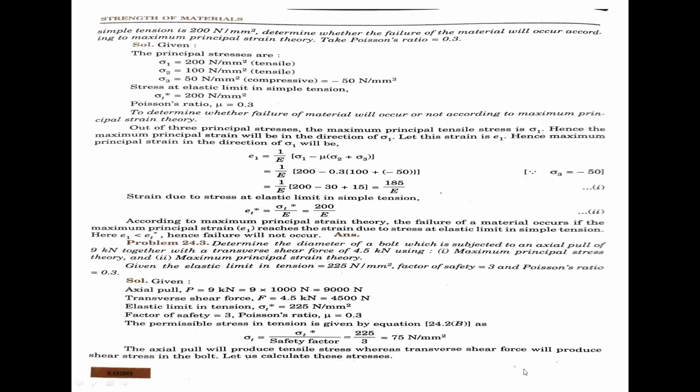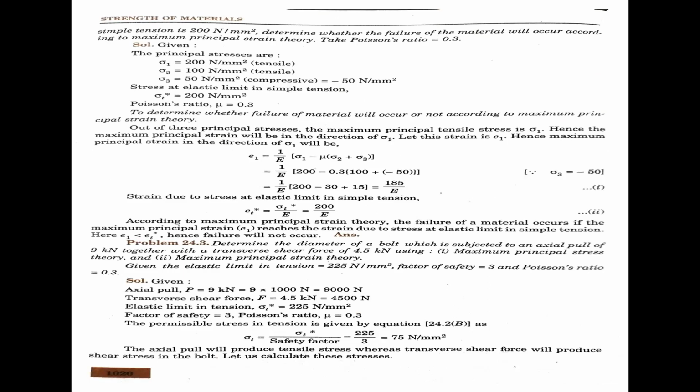Okay, the second problem, 24.2. For example, the principal stresses at a point in an elastic material are 200 Newton per mm square tensile, 100 Newton per mm square tensile, and 50 Newton per mm square compressive. If the stress at the elastic limit in simple tension is 200 Newton per mm square, determine whether failure of the material will occur according to the maximum principal strain theory. Take Poisson's ratio as 0.3. This is the maximum principal strain theory.